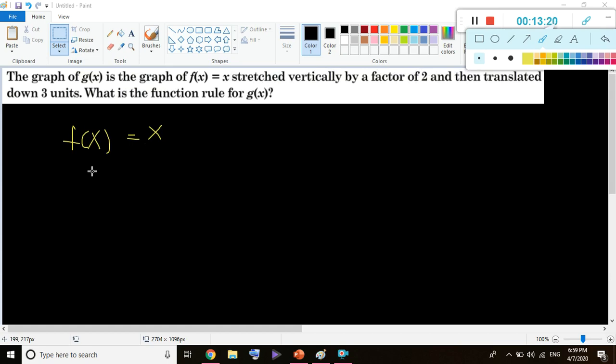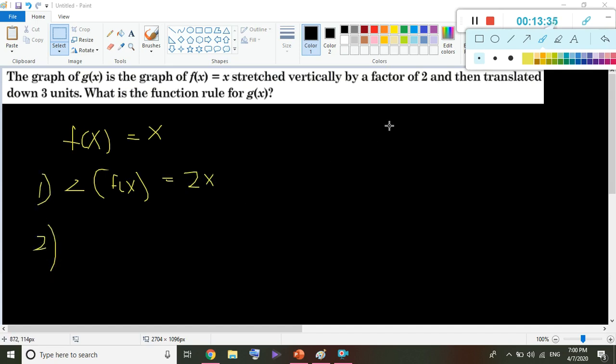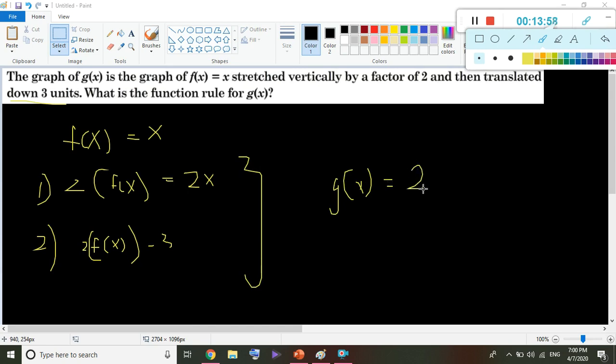Stretched vertically by a factor of 2, we're going to multiply f of x by 2. So it's going to be 2 multiplied by f of x, which is 2x, 2 times x. This is the first thing. Now after this, we have translated down 3 units. So it's 2f of x, translated 3 units down, subtracted by 3. So the final answer for g of x equals 2x minus 3.